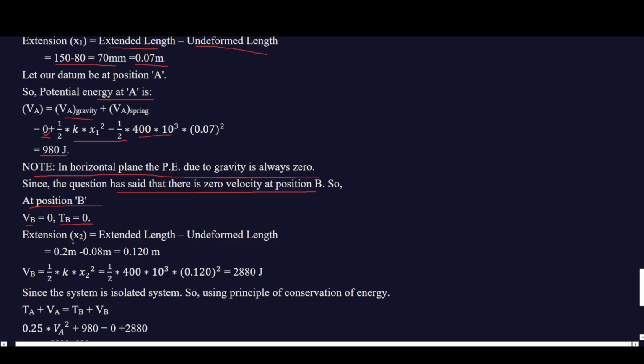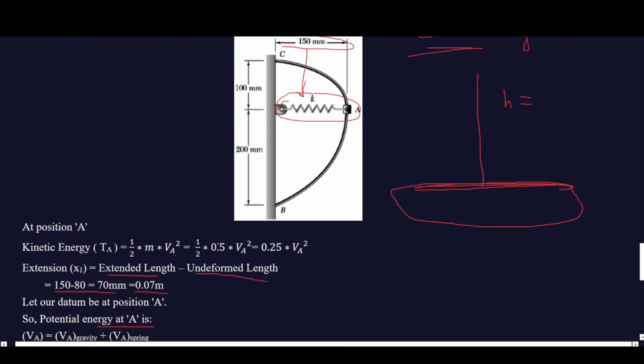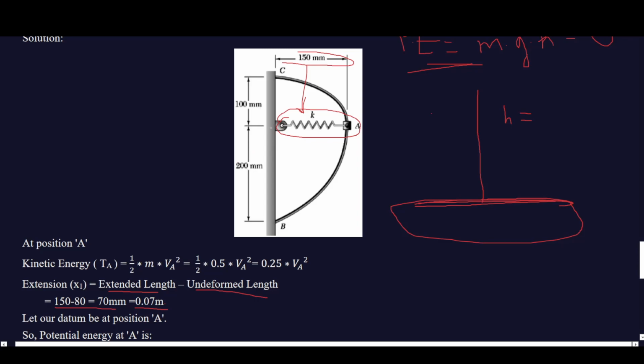So at position B, extension x2 is given as external length minus undeformed length. So the external length at the position A from the datum, okay, let us draw the datum here. From this datum to this position B, the external length of the spring when the collar is at the position B is equal to 200 mm.